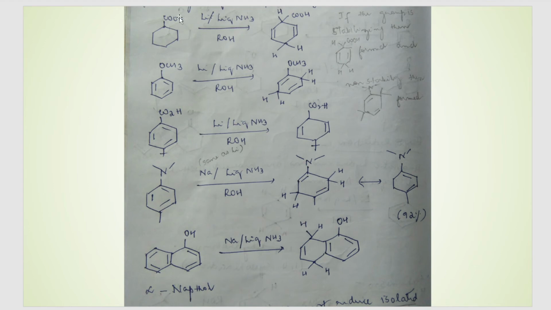Here you can see in example number 1, we are using a group like COOH, which is an electron withdrawing group. So it stabilizes the intermediate that is formed. So if the group used is a stabilizing group, or the group which is electron withdrawing, or the one which stabilizes the anionic intermediate, this is the type of product that we get. That is, one H present next to the functional group only will be there, like this type of product.